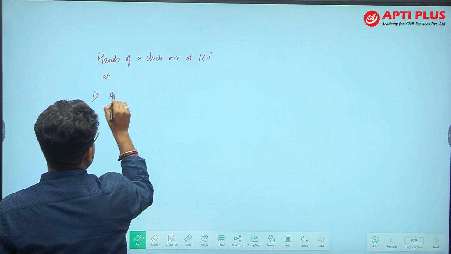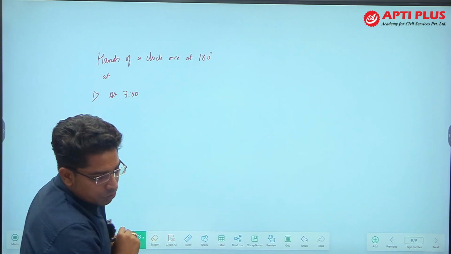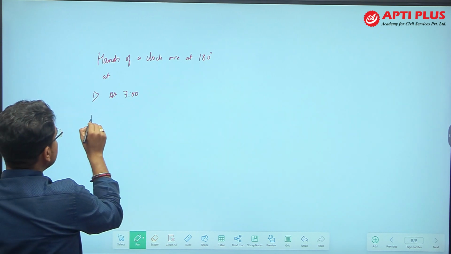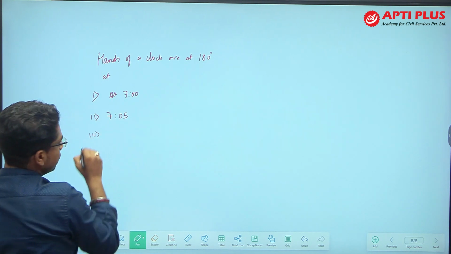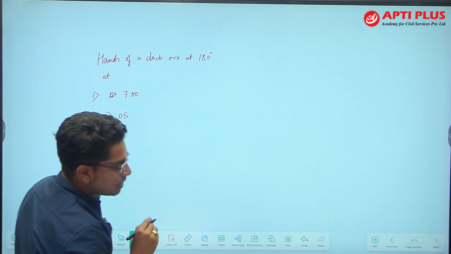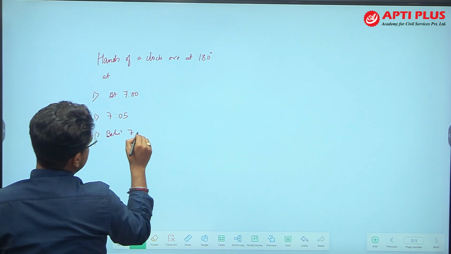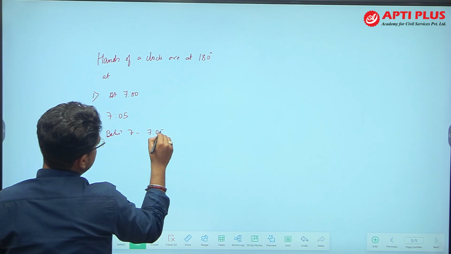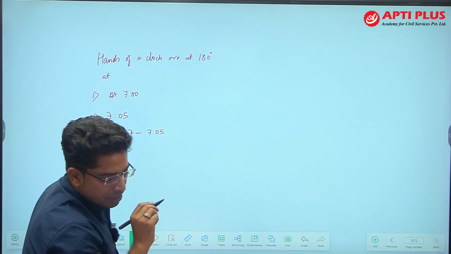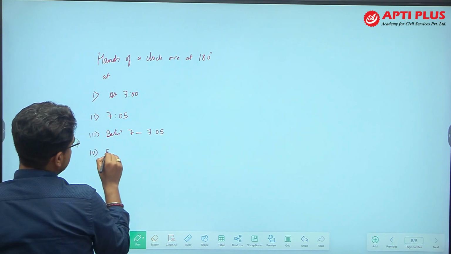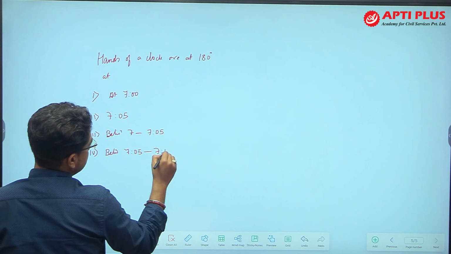The first option was given as at 7 o'clock. The second option was given as at 7:05. The third option was given as between 7 and 7:05, and the fourth option was given as between 7:05 and 7:10.